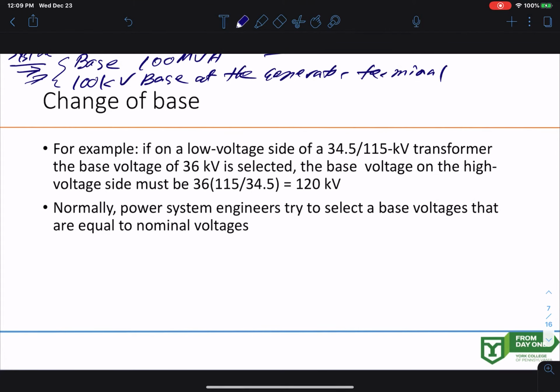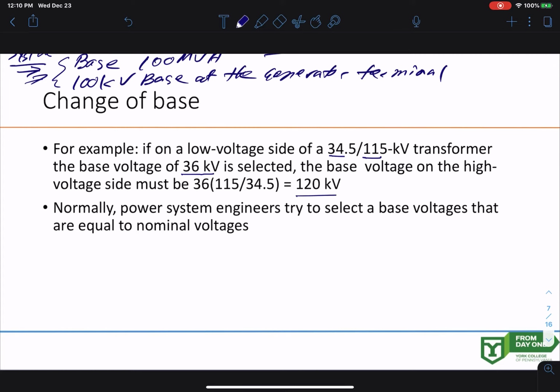One simple thing over here. Let's do a simple example. It says that you have 115 to 34.5, so you have a low voltage side and a high voltage side. Transformer, the base of 36 kV selected. The base voltage on the high side must be this, right? What they're saying over here?